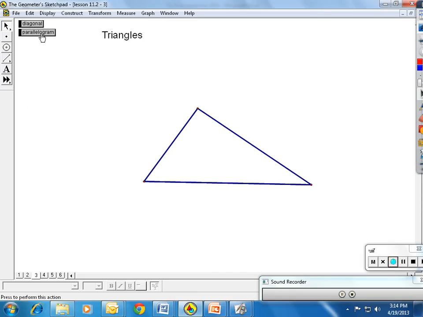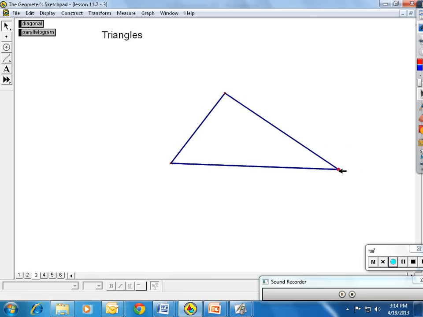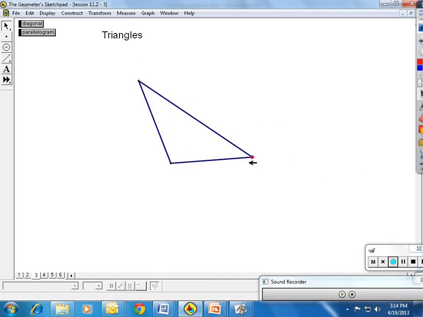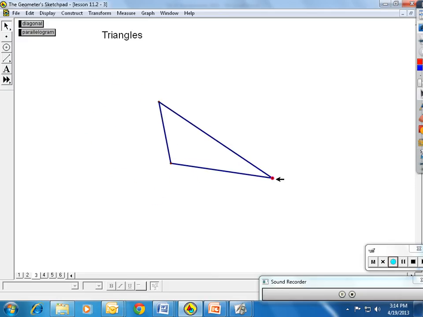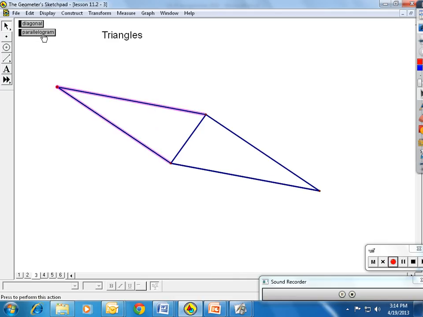Here's a triangle. This triangle can be dynamic, should be dynamic. There it is. I can create any triangle I would like with that. It's dynamic. Now, a clever auxiliary makes this come into view, and that is creating a parallelogram out of it.